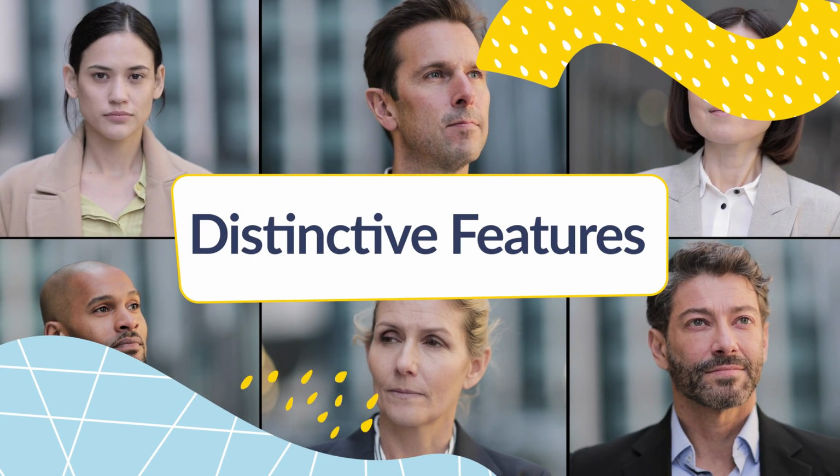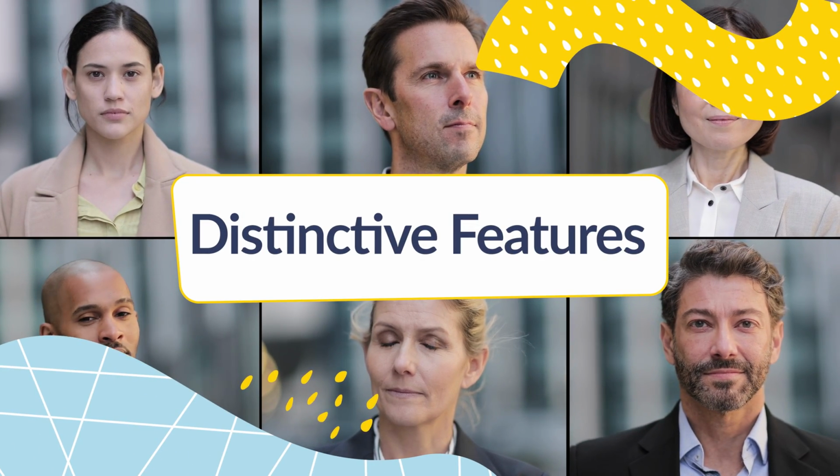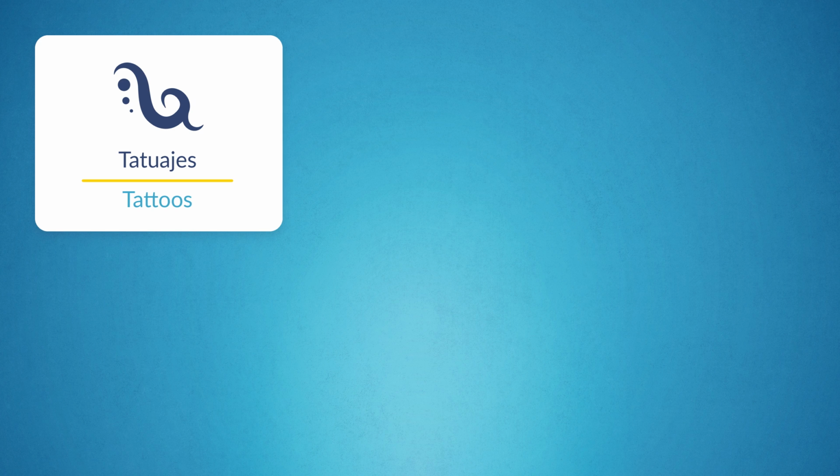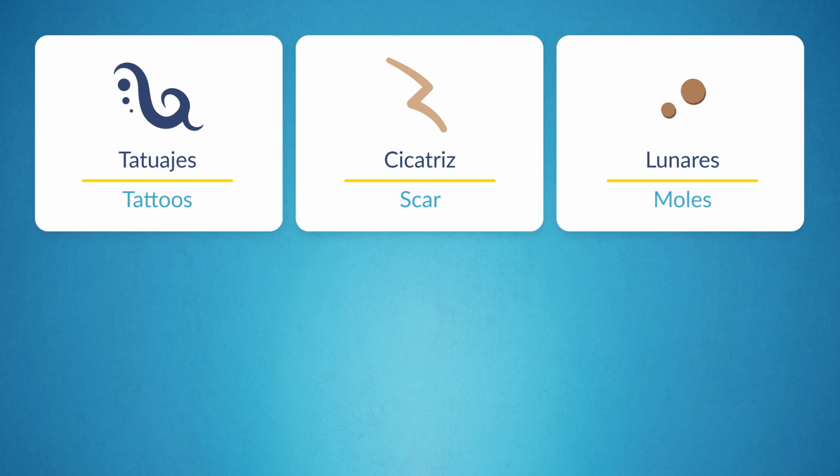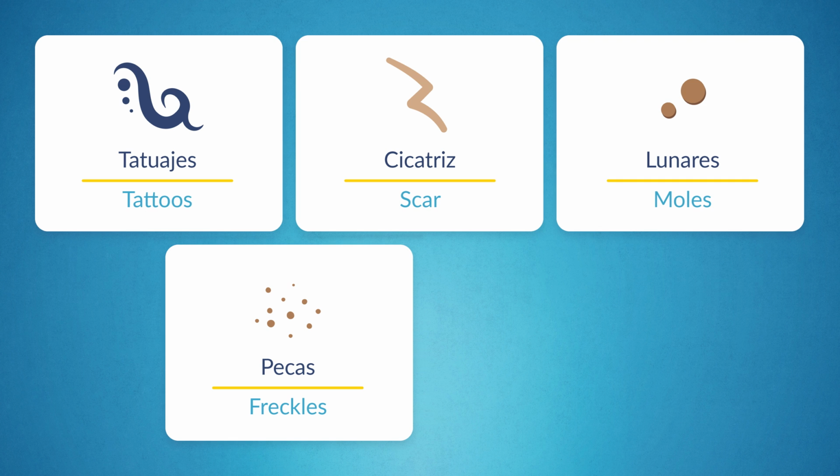Many people have distinctive features or visible characteristics or markings that you can use to describe them. Let's learn some of the most commonly used words for these. We have tatuajes, which are tattoos. Cicatriz is the word for a scar. Lunares are moles. Pecas are freckles.